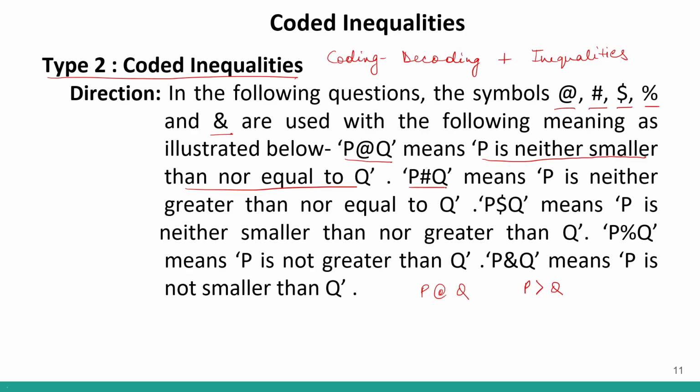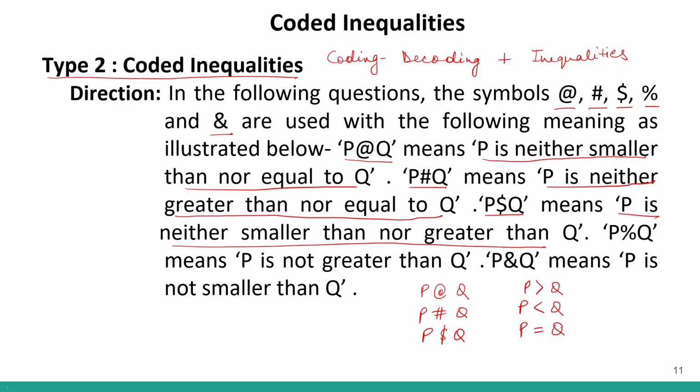Okay? P hashtag q basically means p is neither greater nor equal to q. So p is not greater, p is not equal also. That means p will be smaller than q. Correct? Because we have eliminated the possibility of p being greater and being equal. So p will be smaller than q. Now, p dollar q means p is neither smaller nor greater. If you are neither small nor great, it means p will be equal to q. Correct?